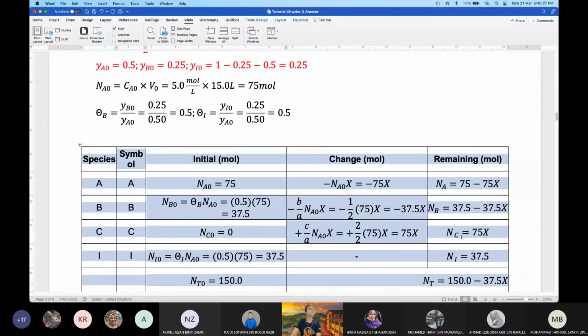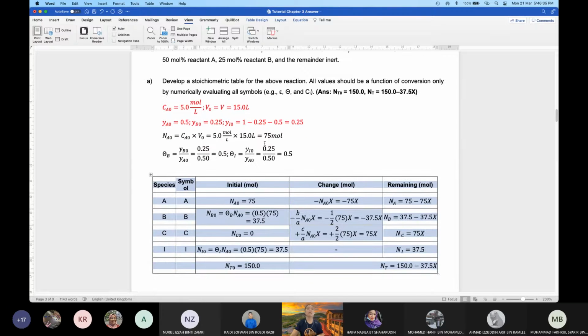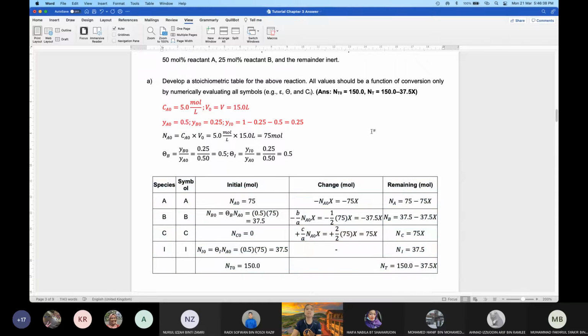Okay, so again, I give you about 1-2 minutes. This is a little bit long punya question, right? So try to understand and see. Then I will come back in 2 minutes. Then we go to part B of the questions.